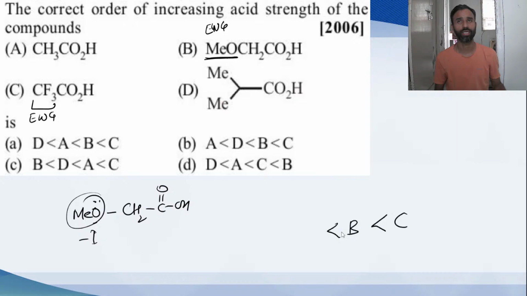C, B. Now out of A and D, in A there is only a methyl group, which releases electrons, but here there is an isopropyl group. So D is more electron releasing than A. Methyl is less electron releasing, so A comes first and then D. That means A is the right option, because the isopropyl group has more plus I effect. The more the plus I effect, the lesser the acidic strength. The more the minus I effect, the more acidic.